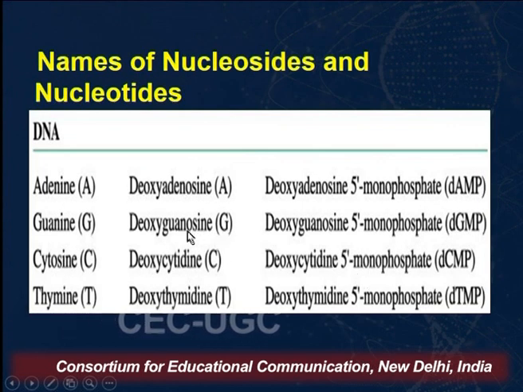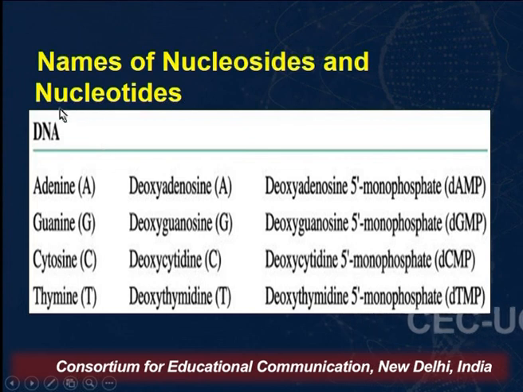Now, if the sugar is deoxyribose sugar, that is, these are the nucleosides and nucleotides of DNA, then in this case, if the base is adenine, it will become deoxyadenosine, and the symbol will be dA, which I think we've missed here. And the nucleotide will be deoxyadenosine 5-monophosphate, that is dAMP.